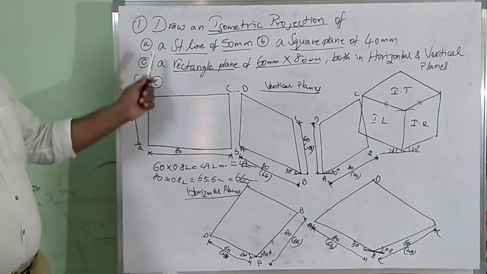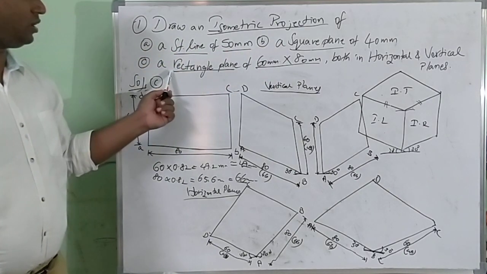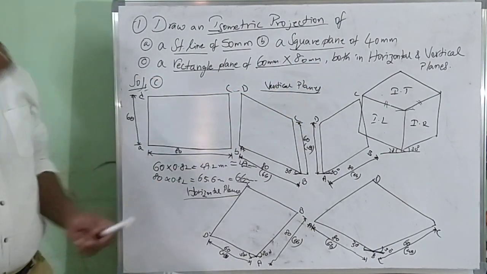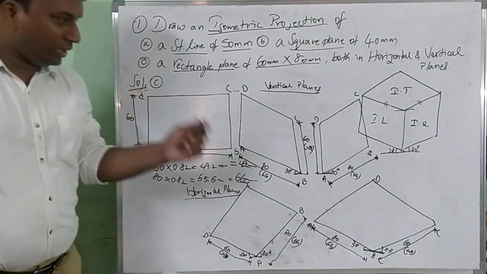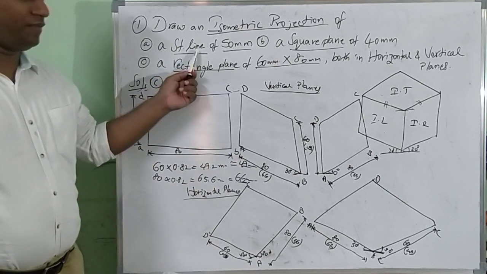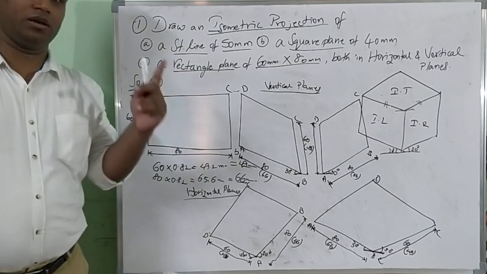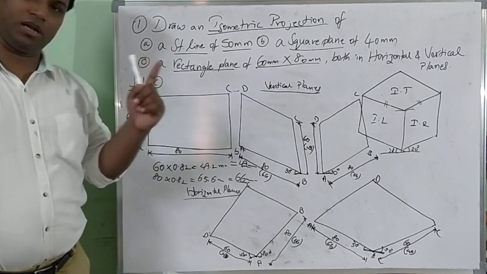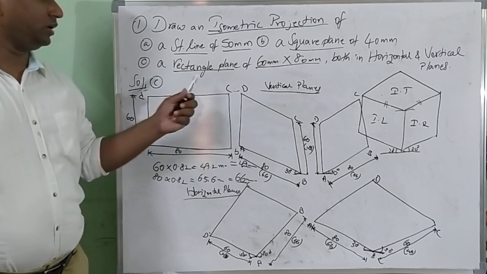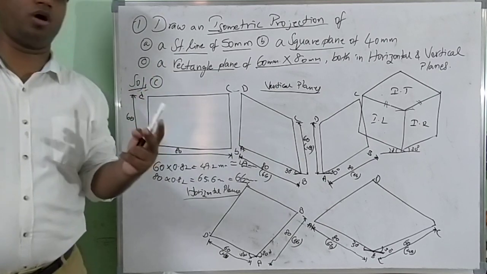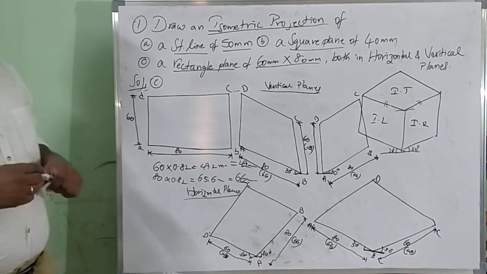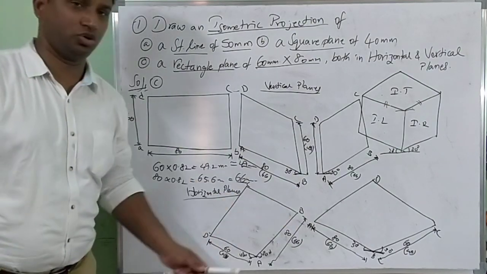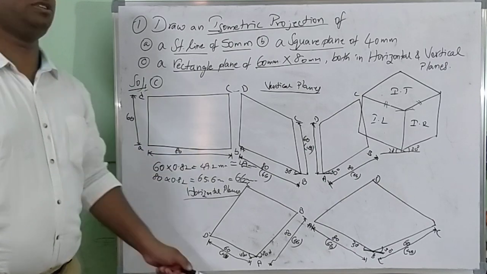This is the answer for your question: draw an isometric projection of a rectangular plane of 60 by 80 mm, both in horizontal and vertical planes. Right? Here for the first square, 2 vertical, 1 horizontal. In the second square, 2 vertical, 1 horizontal. For the rectangle, 2 vertical and 2 horizontals. Right? That's what the difference is. Wherever the possibility is there for interchanging the dimensions, you can show this. That is about your first question.